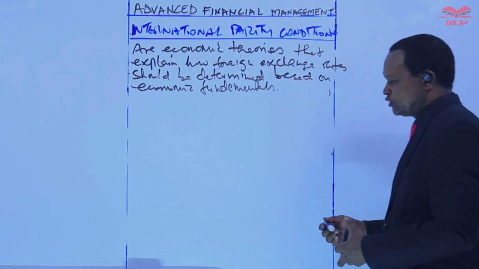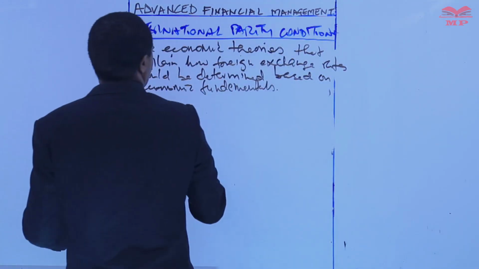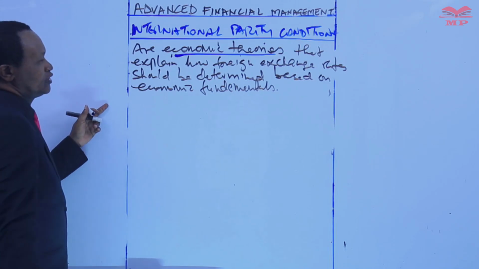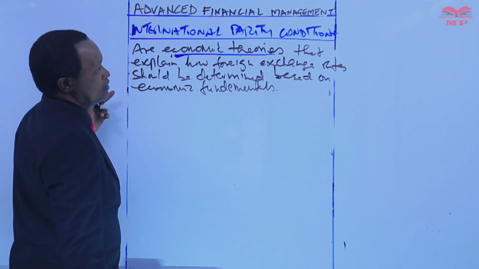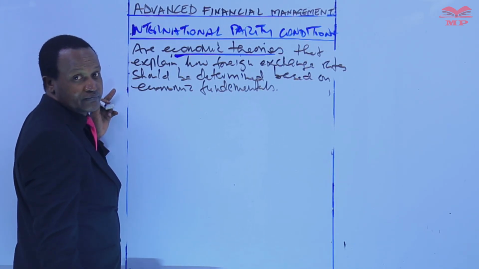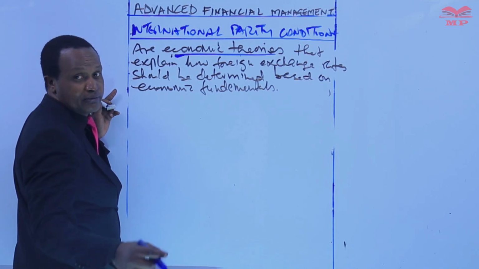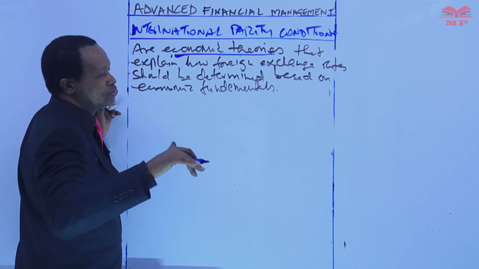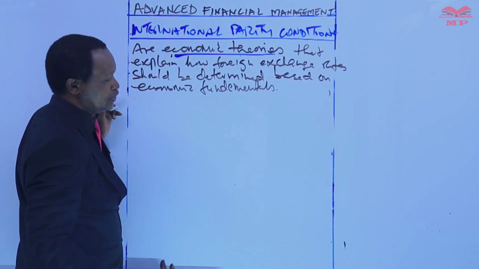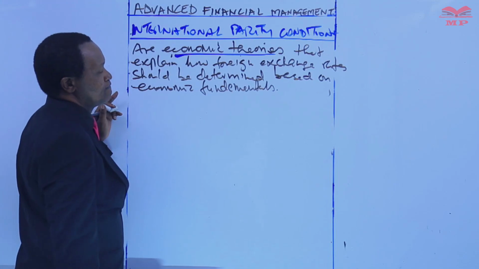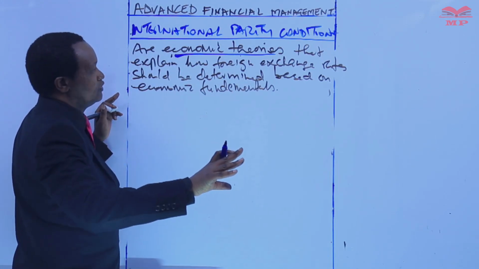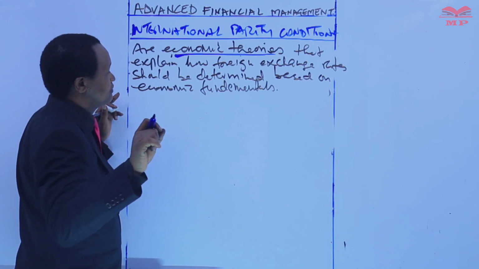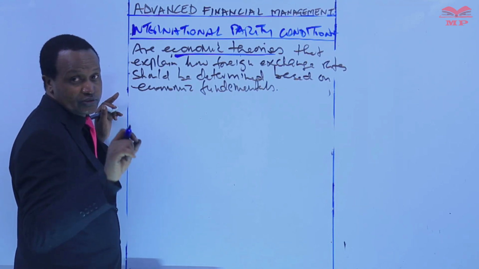And candidates, one of the assumptions of these economic theories is that markets are efficient. The theories assume that markets are efficient and that there are no barriers to trade or capital flows. There are no barriers. So we will not get into much of the theories. We first of all have to understand the concept of international parity conditions.